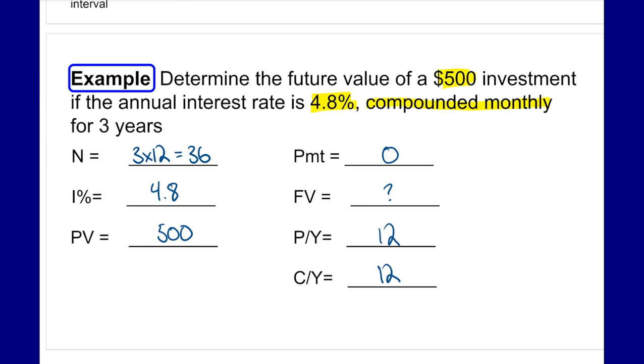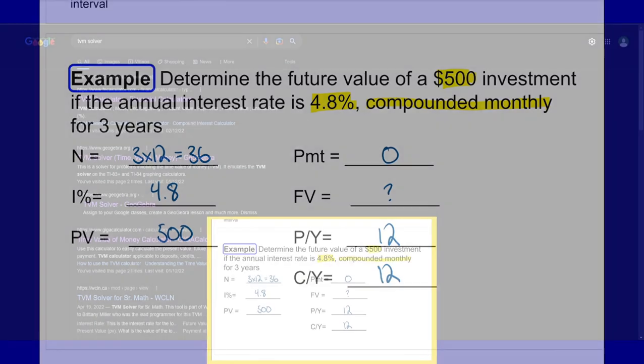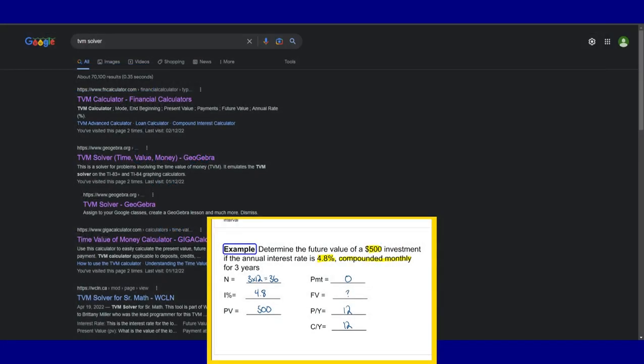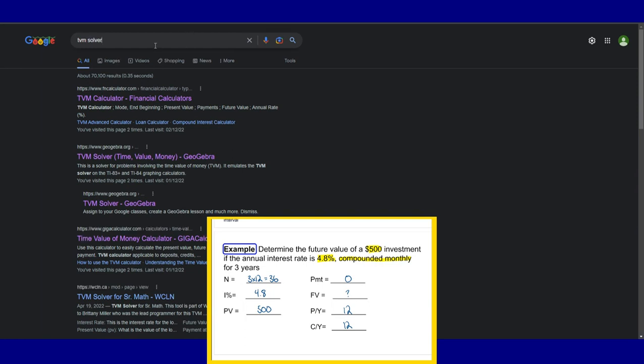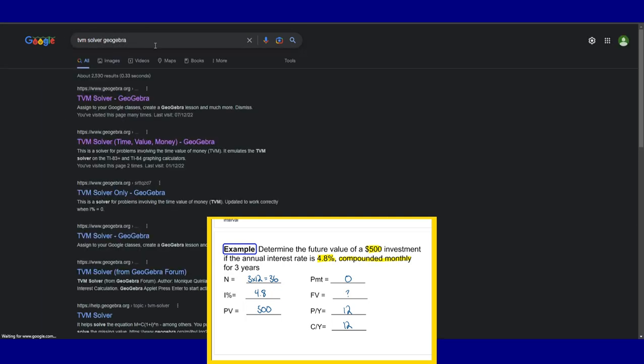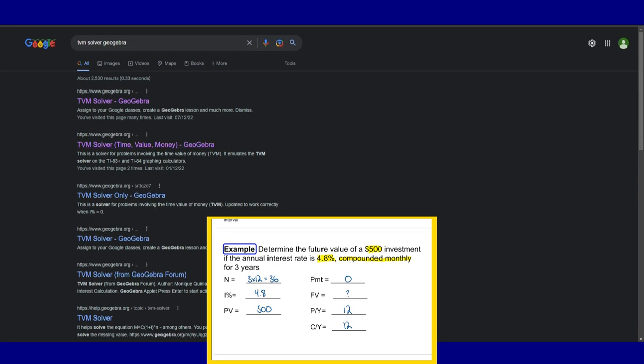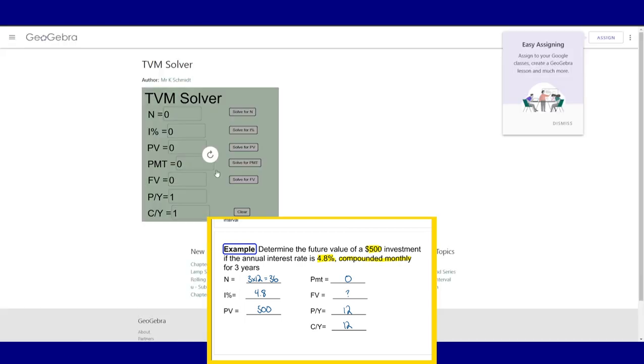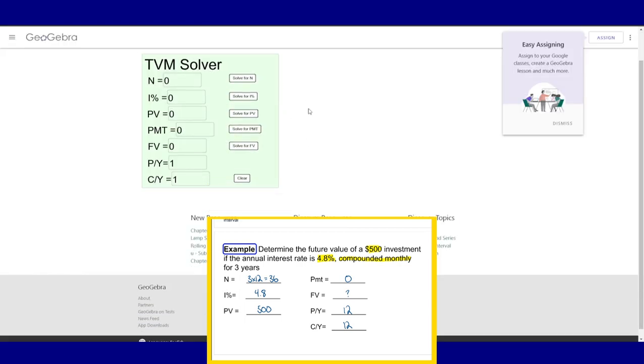So now what we can do is we can go to our TVM solver. Now, if you Google TVM solver, you'll get plenty that come up, but you want to Google TVM solver GeoGebra, just to get them to come up first. So we have the two here. Either one works. The main reason, though, I like using this instead of some of the other ones that come up is because these ones allow you to enter in specific values for PY and CY.